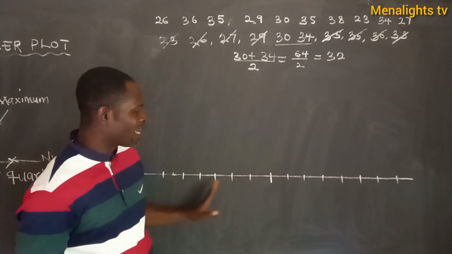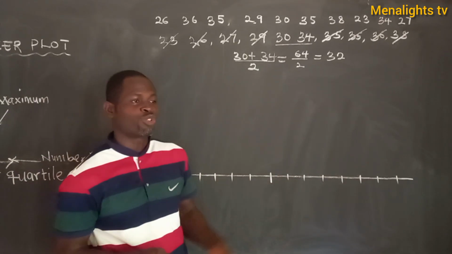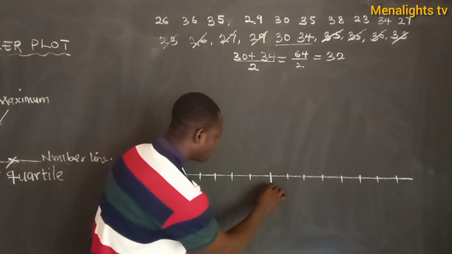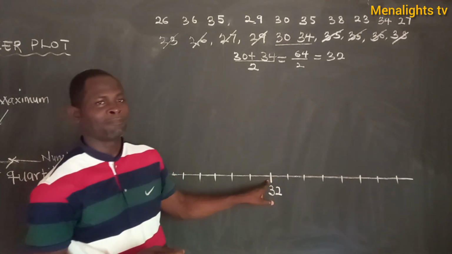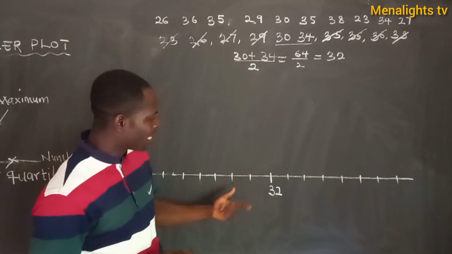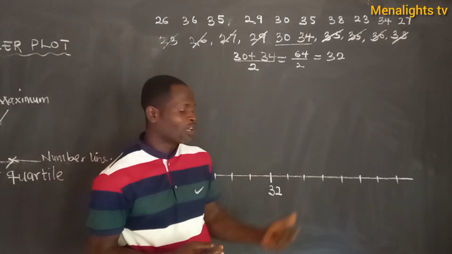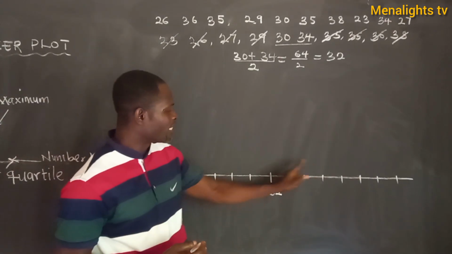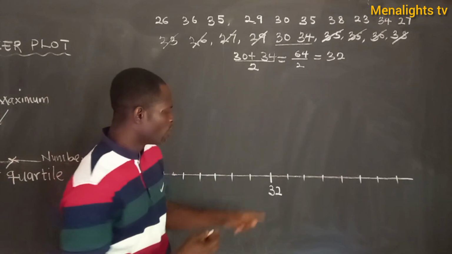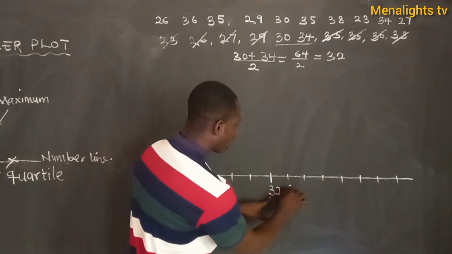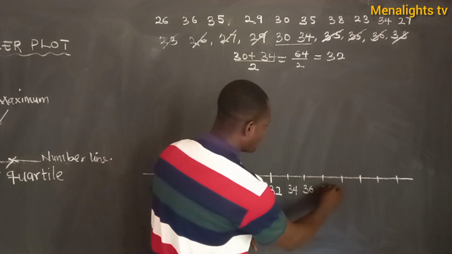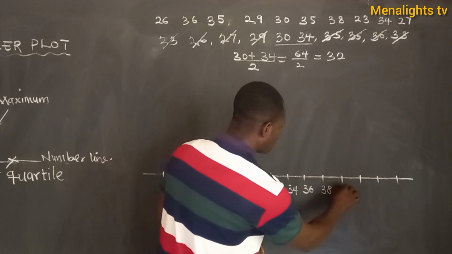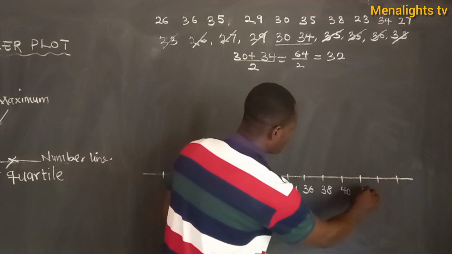So on this number line, we are going to locate 32. So we put a 32 here. So this 32 is our median here. So from that 32, we can take a scale where every stick is a multiple of 2. So from 32, here will be 34, 36, 38, 40, and so on and so forth.